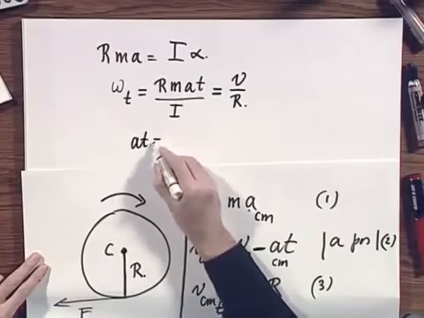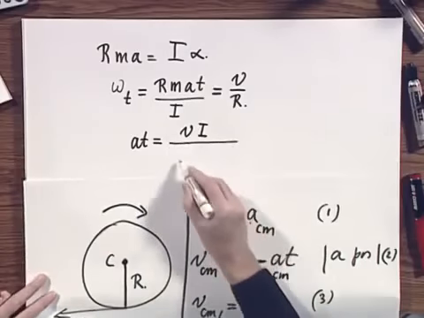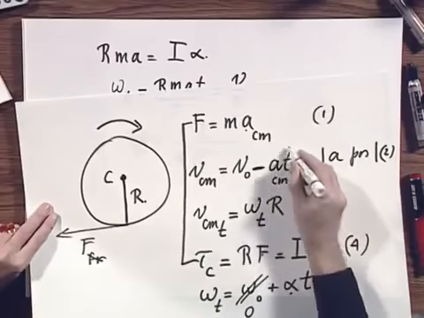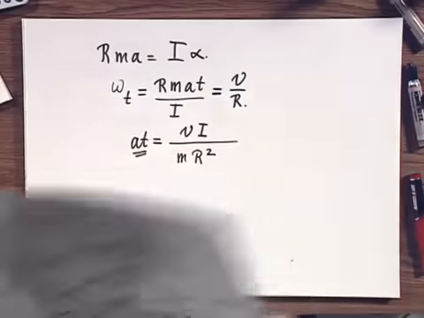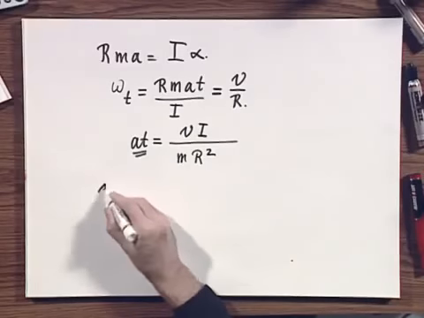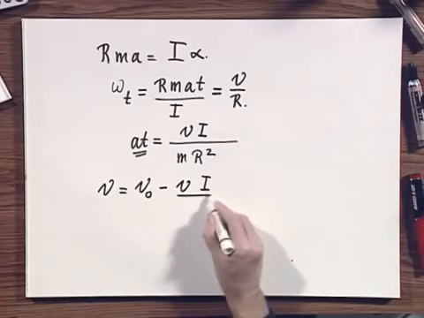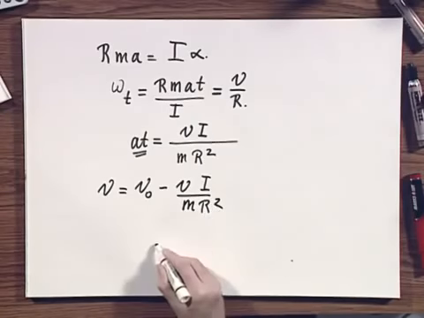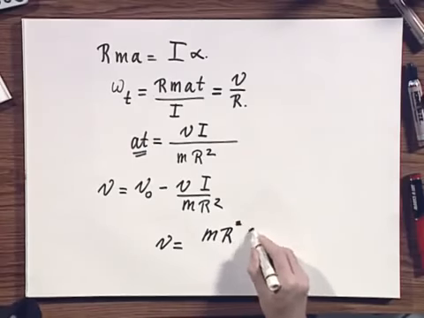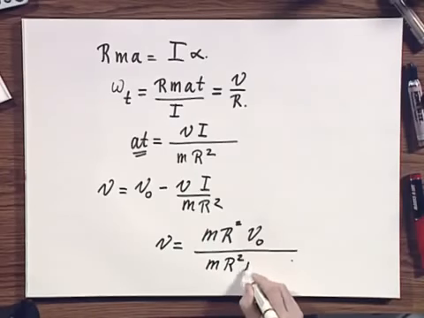Therefore, at becomes V times I, V being the final velocity of the plane, divided by mr squared. And this at, I'm going to substitute now into this equation, and I think I have done the job. It was a lot of massaging and it was a lot of work, but I think it will work. V equals V0 minus V times I divided by mr squared. And so I find then that V, the final velocity of the plane, equals mr squared times V0 divided by mr squared plus I.